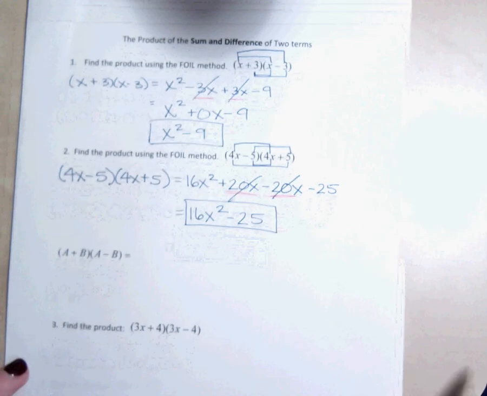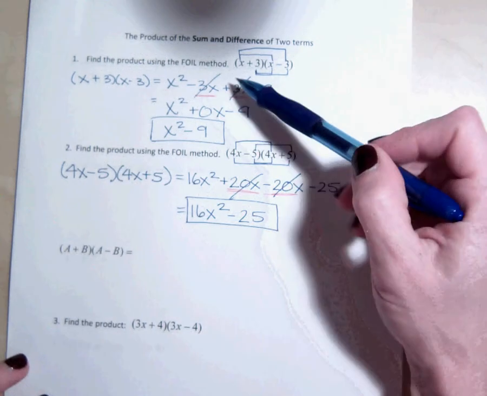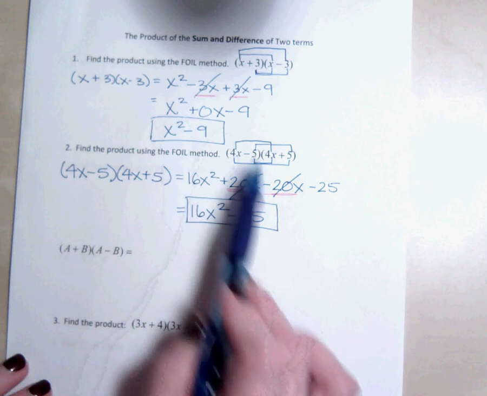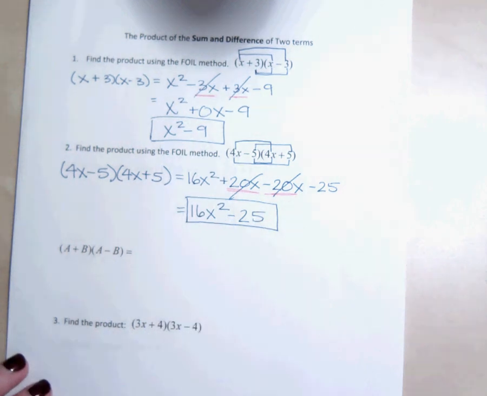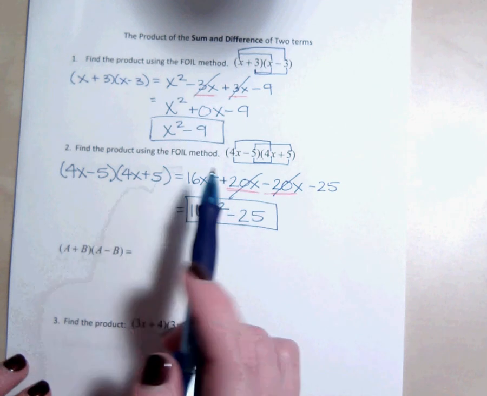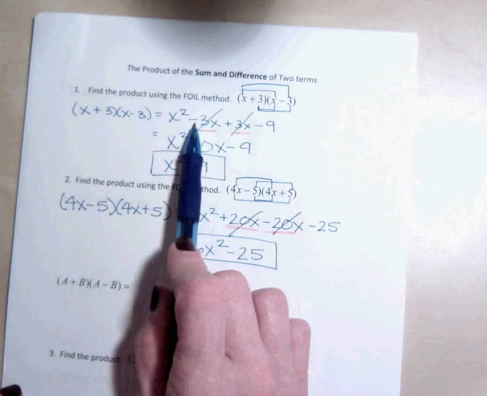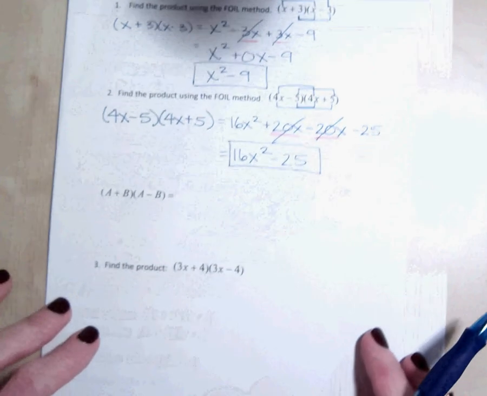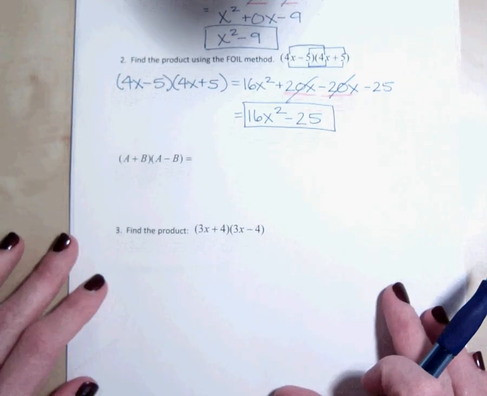So you'll notice in both of those examples, the two middle terms added up to 0, which means our final answers only had two terms. So our final answers were binomials. That middle x term is no longer part of our answer because of the nature of the sum and the difference. You get one negative and one positive, and they add up to 0. So let's look at kind of like a formula for this.